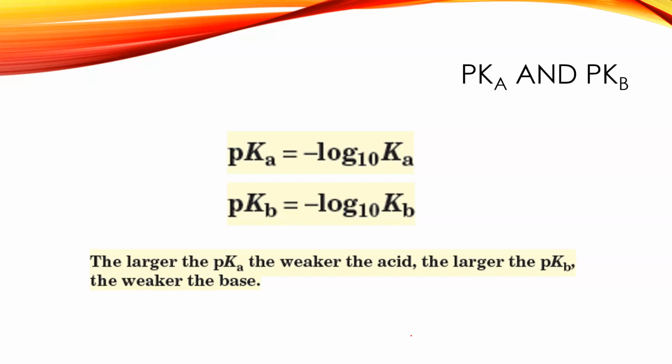As we've mentioned before, when we say pH, taking the p of something means to take the negative log to base 10 of that. So the pKa is given by the equation the negative log to base 10 of the Ka value, and the pKb is the negative log to base 10 of the Kb value. The larger the pKa, the weaker the acid because of the inverse, and the larger the pKb, the weaker the base.